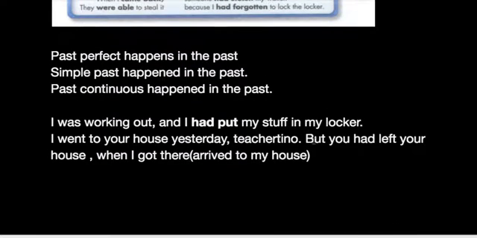So it says, I went, simple past, I went to your house yesterday, teacher Tino, but you had left your house when I got there. So what activity happened first? This one. I left the house, then a few minutes, 5, 10, half an hour, you got to my house, but my activity happened first. So now, how do we make past perfect?